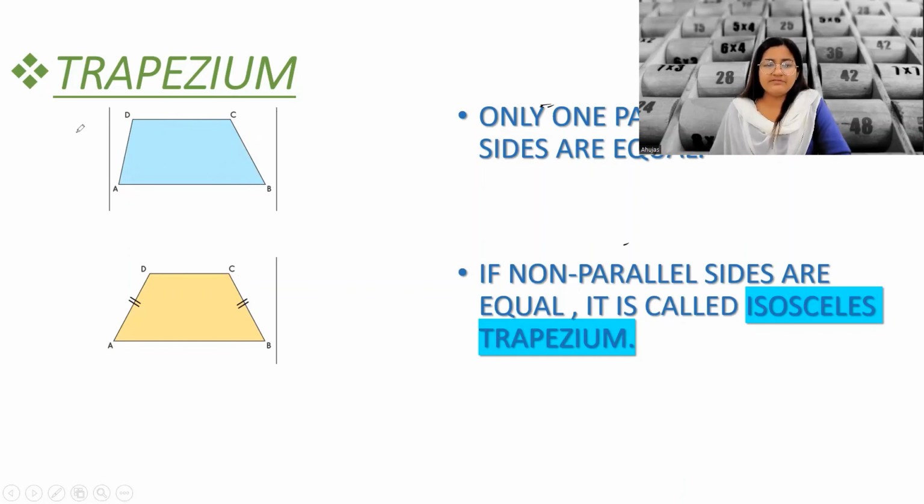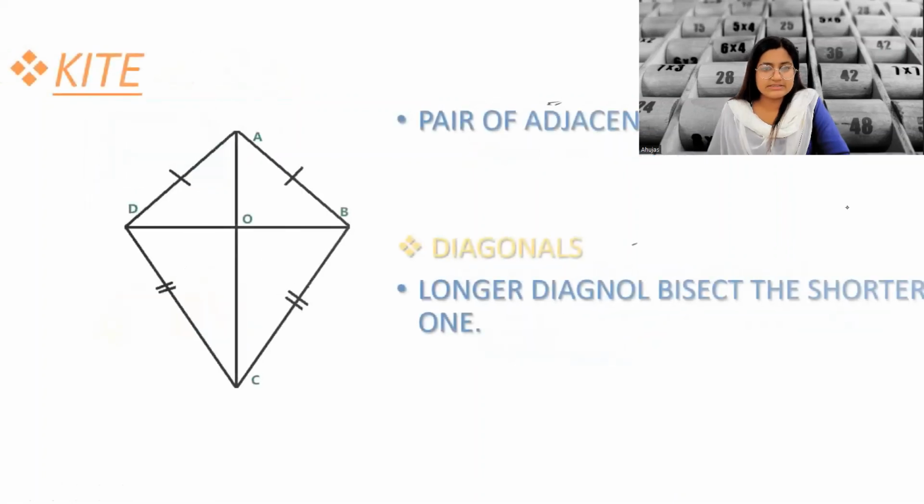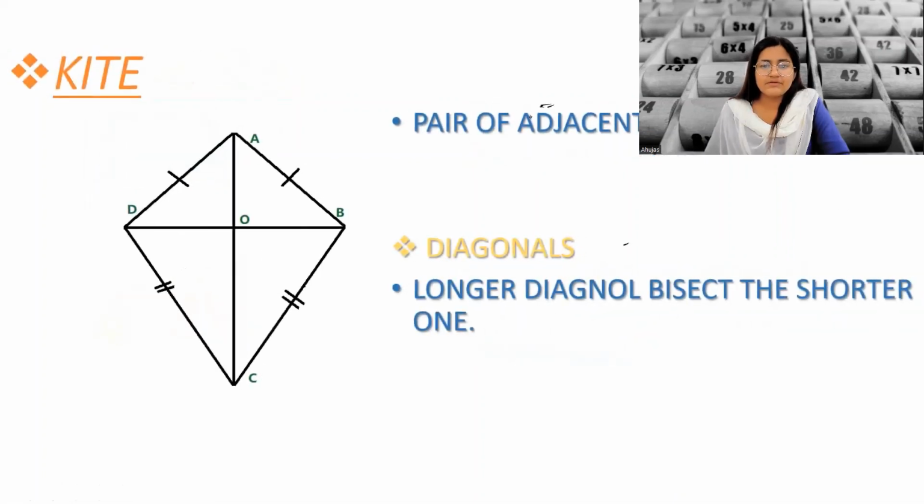And if I made the non-parallel sides equal, then it is known as an isosceles trapezium, as we know about the isosceles triangle, which has two sides equal. Similarly, this one. The last one is the kite, in which pairs of adjacent sides are equal.